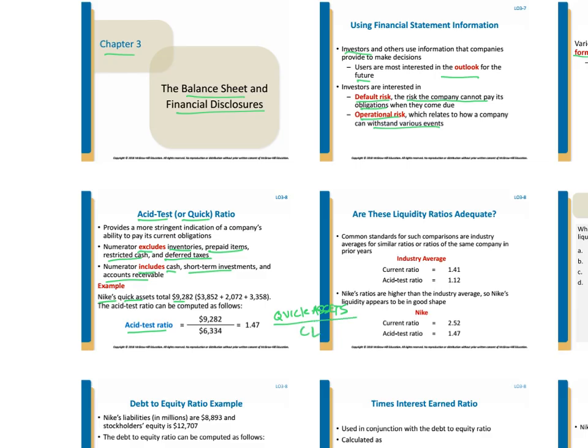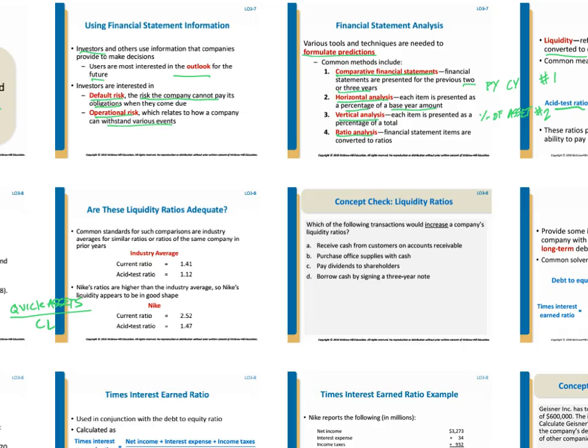In order for these ratios to make sense, we really need to compare them to something. Usually that comparison will take place either to the industry, to a competitor, or to the company itself, meaning comparing prior years to the current year. Here, in comparison to the industry average, which has a current ratio of 1.41 and an asset test ratio of 1.12, we can see that Nike looks pretty liquid.